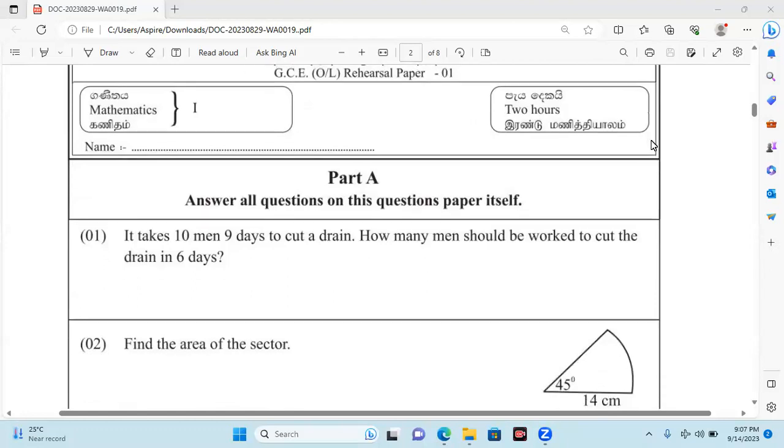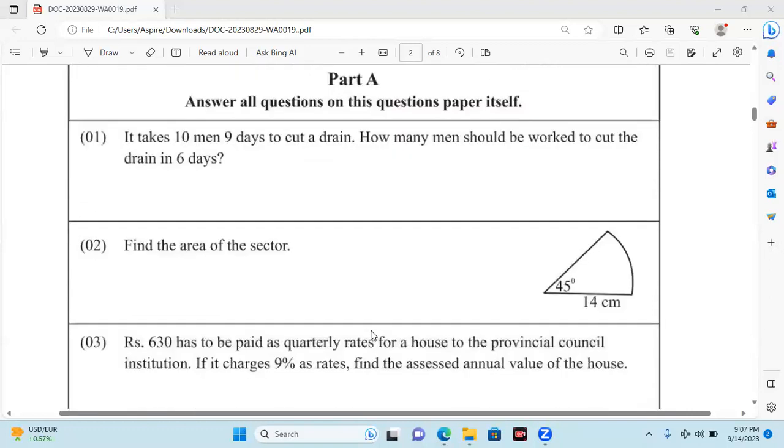Part A of the first paper I have given you. I think you should have done this. Let's discuss how many marks you have obtained for this paper. Then look at the first question. It is based on inverse proportions.